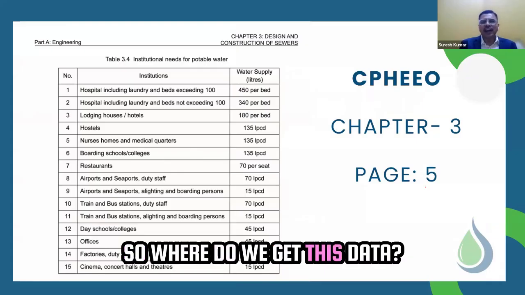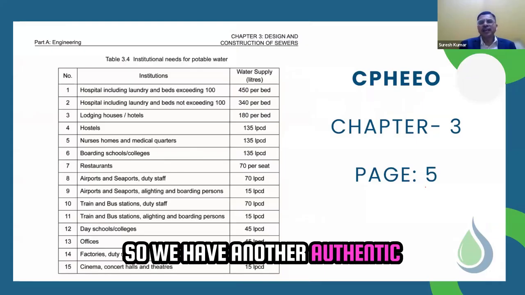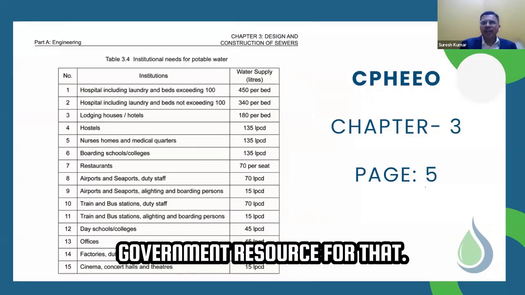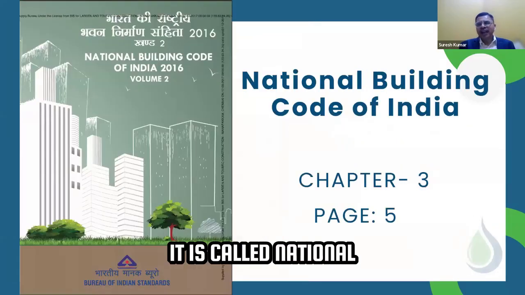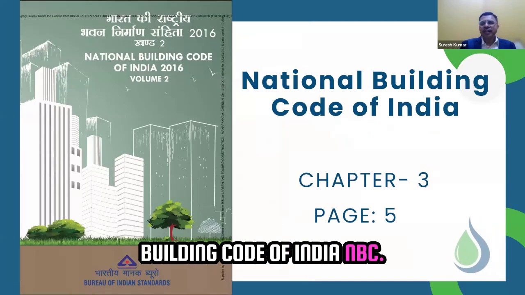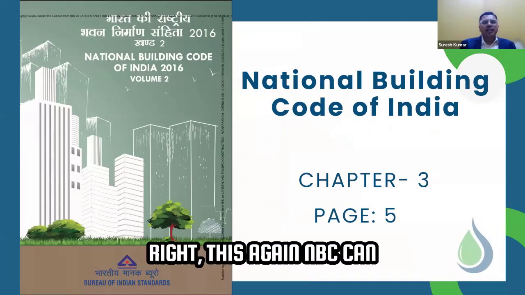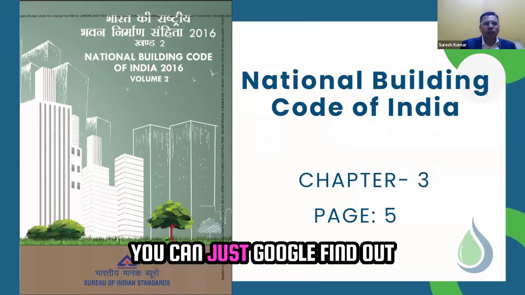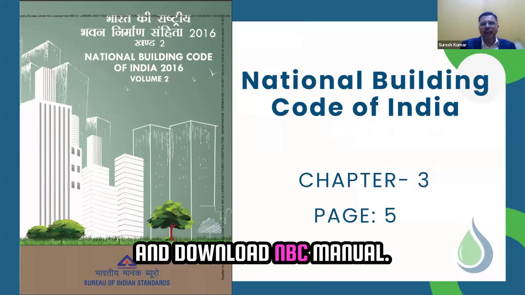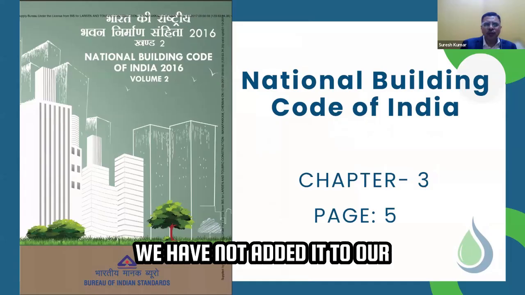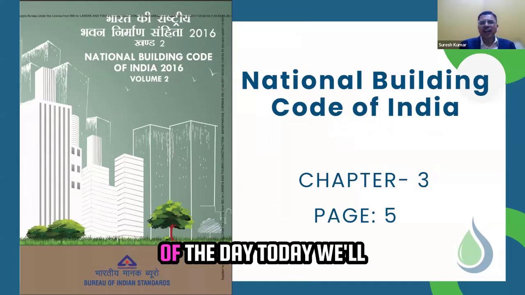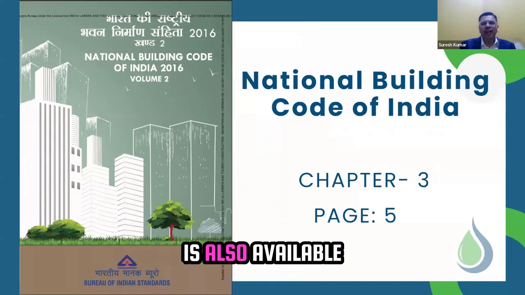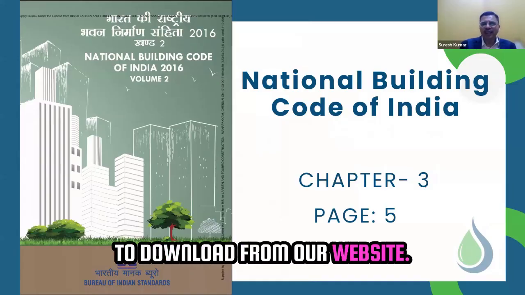So where do we get this data? We have another authentic government resource for that. It is called the National Building Code of India, NBC, right? NBC can be downloaded, you can just Google, find it and download the NBC manual. We have not added it to our resources, but maybe by end of the day today, we will ensure that this resource is also available to download from our website. All right.